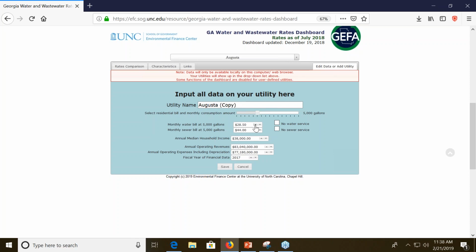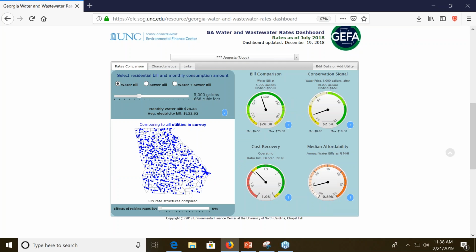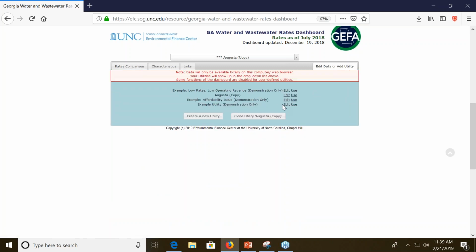So for this, let's say we wanted to increase some bills. But you can also change median household income and financials. Let's save that, and that's going to jump up there. So it's still showing you within this all utilities survey group how things might change for you, but it's more of just on a more basic level. If you really want to see how that looks, you can put it into the residential water and wastewater rates analysis tool.